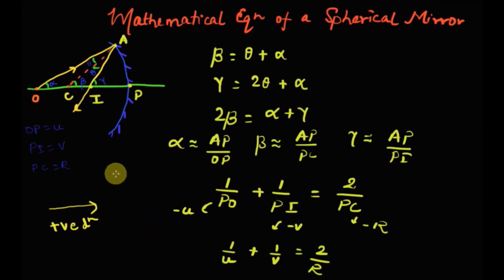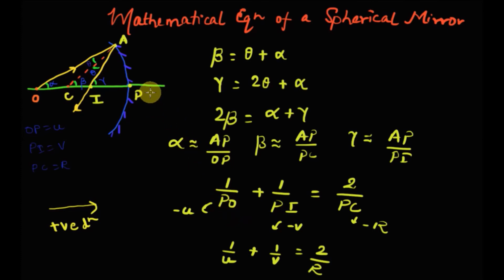Now, there are two rules in the sign convention. The first rule is the direction of the incident ray is considered to be the positive direction, and the direction opposite to the incident ray is considered to be the negative direction. The second rule is that all distances should be measured from the pole as the starting point. So if we apply these rules for PO, what will be the value of PO?